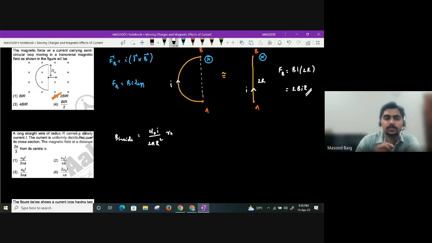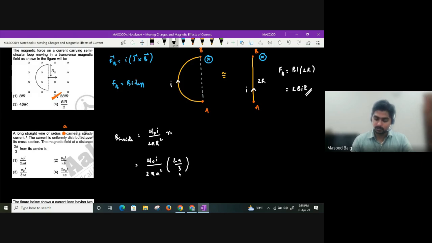So what is the radius given as? I think the radius should be given as A. So you can make a small correction here because R is not given. You consider this radius as A. So what will I get? Mu naught I divided by 2 pi A square. What is the distance from the center? Because the distance is 2a by 3, it is less than A, right? So you will be finding the magnetic field inside. How much is it? 2a divided by 3. So what can we cancel out? A and square will be cancelled out. 2 and 2 will be cancelled out. So what will you get as the magnetic field? Mu naught I divided by 3 pi A will be the magnetic field. Is that clear?